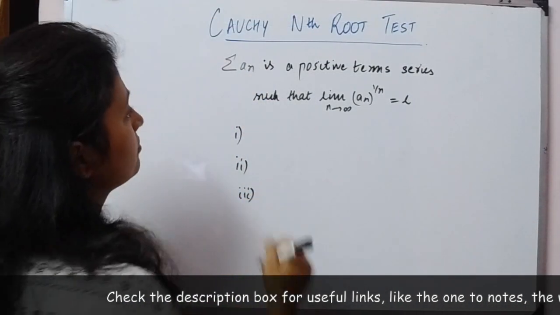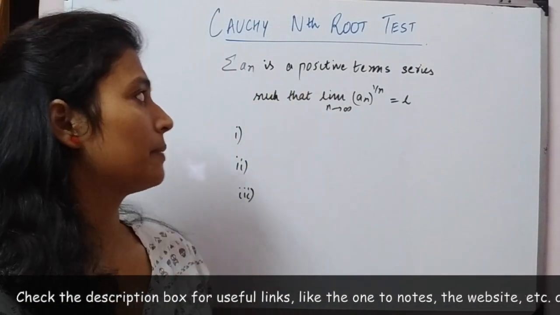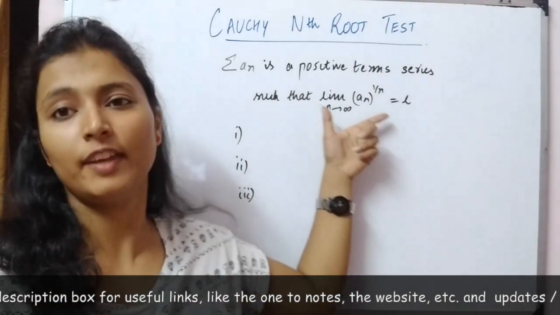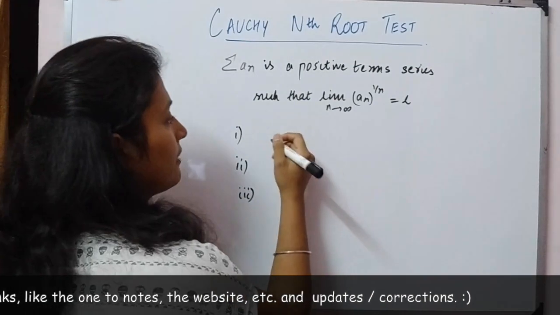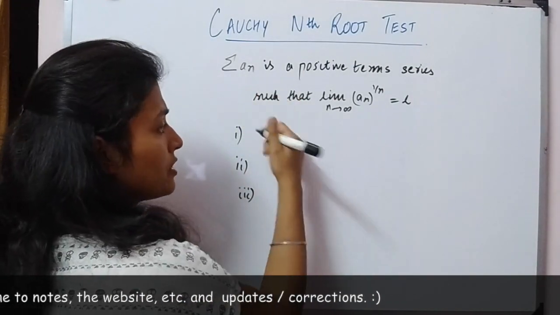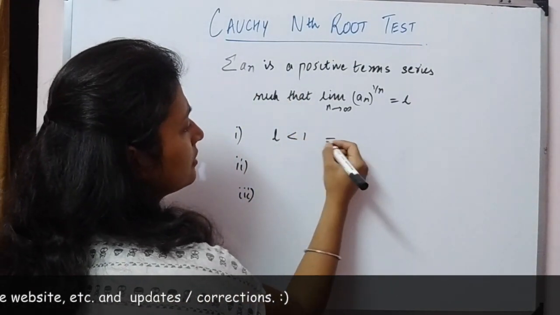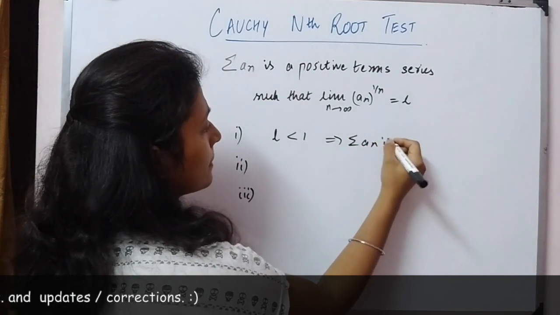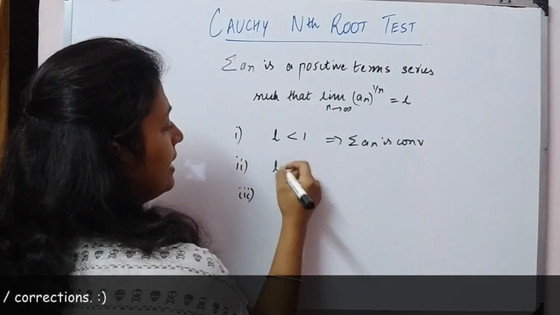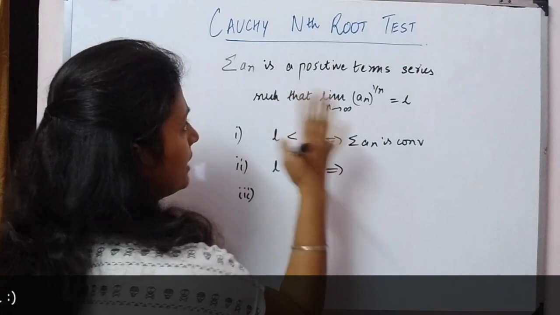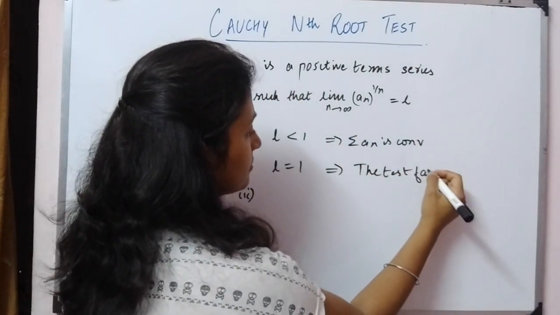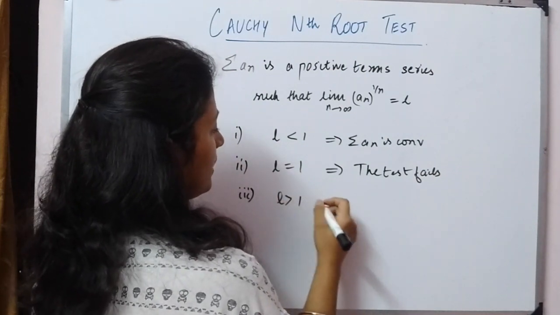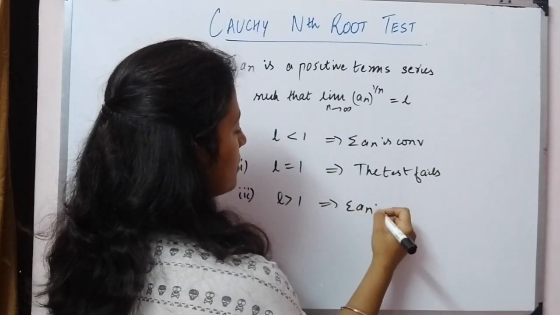If Σ a_n is a positive term series and we define the limit of a_n raised to power 1 by n as L, then we say that this series is convergent when L is less than 1. L equal to 1 implies we cannot say anything about this; the test fails. And L greater than 1 implies that it is divergent.